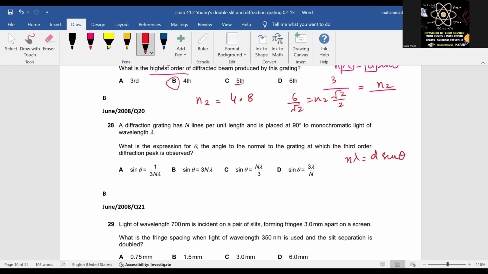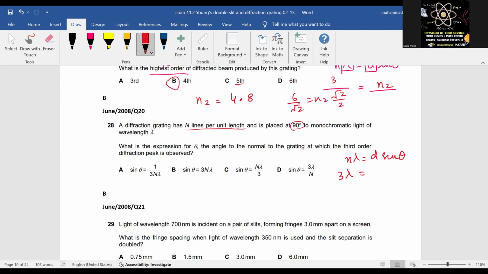Okay, so they're saying the diffraction grating has n lines per unit length, and is placed at 90 degrees. This is not the 90 degrees which we use for this step. And the wavelength is given. They're saying the third order, so n is 3. What is the expression for theta? Lambda remains the same. What will be your d? N should not be n only.